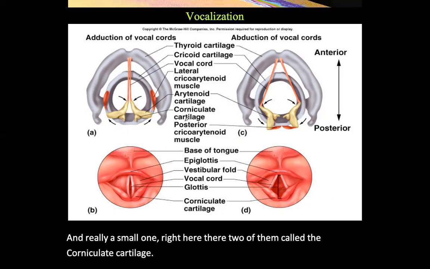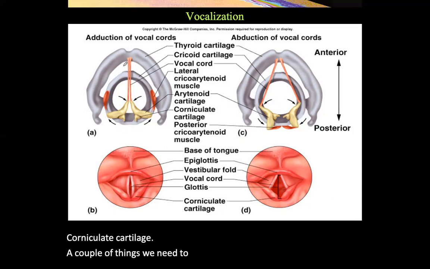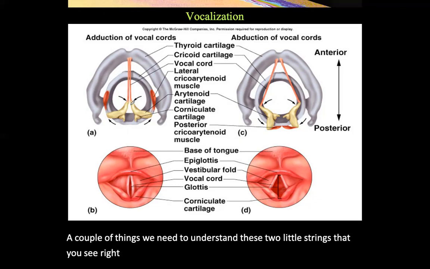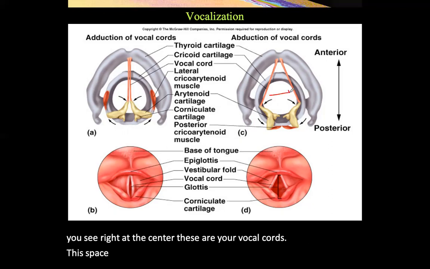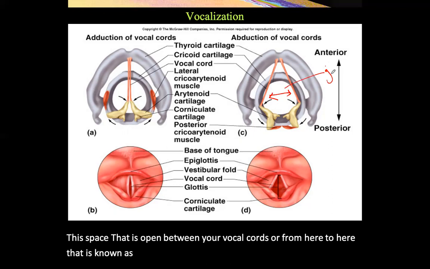A couple of things we need to understand. These two little strings that you see right at the center, these are your vocal cords. This space that is open between your vocal cords, so from here to here, that is known as the glottis.